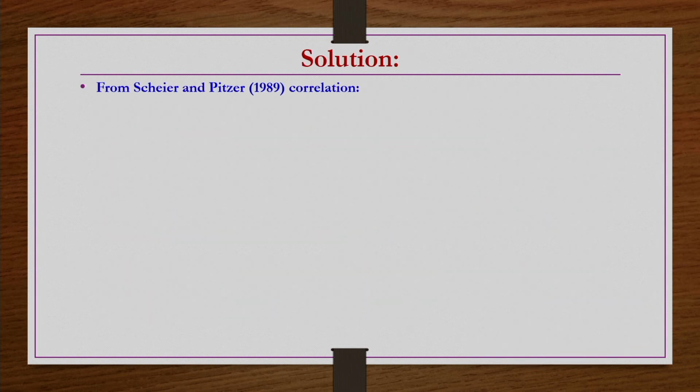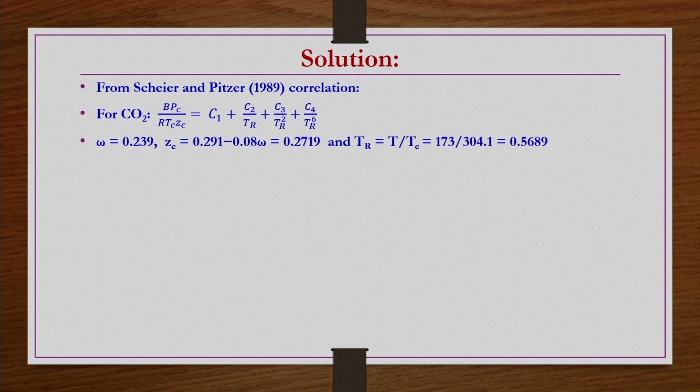For the first case, we will use the Tsonopoulos correlation to get the second virial coefficient of CO2 gas. The correlation is B Pc by R Tc Zc equals C1 plus C2 by TR plus C3 by TR square plus C4 by TR power 6, and for CO2 omega is 0.239. Zc is defined as 0.291 minus 0.08 omega according to this correlation. When you substitute omega here, you get 0.2719 as the compressibility factor.